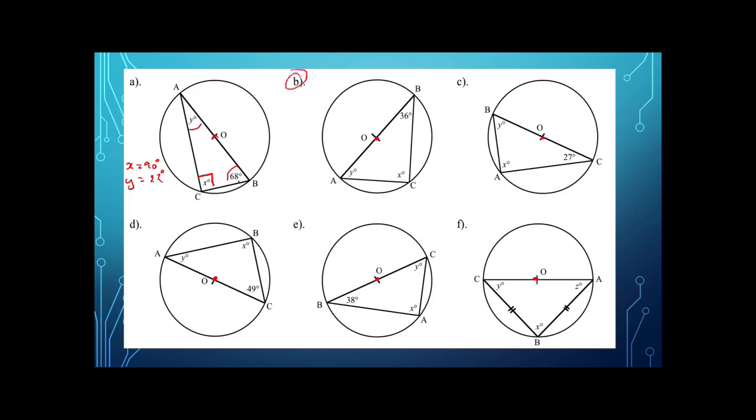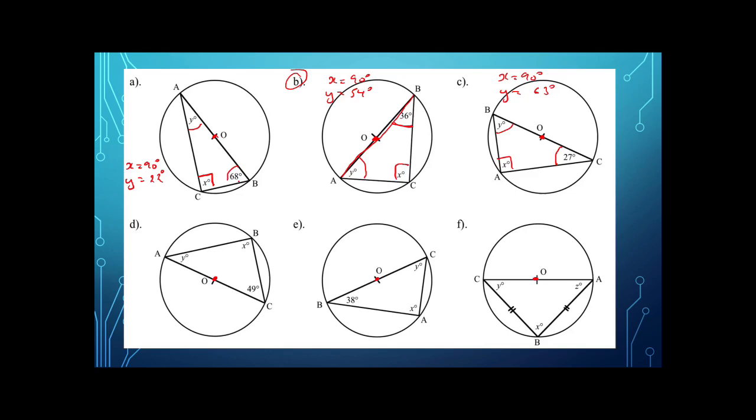Question B, again, this is the diameter of the circle, passes through the center, so therefore x must be 90 degrees. It's a right angle. Therefore, these two angles must add up to 90 also. So if this is 36, then y is going to be 54 degrees. Question C, again, this is a diameter, passes through the center, therefore x is 90 degrees. Therefore, in order to find y, we must add y plus 27 to make 90, and so that gives us 63 degrees.